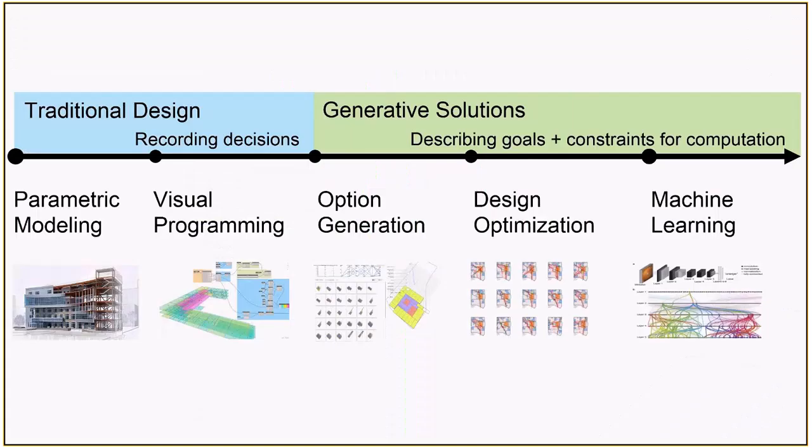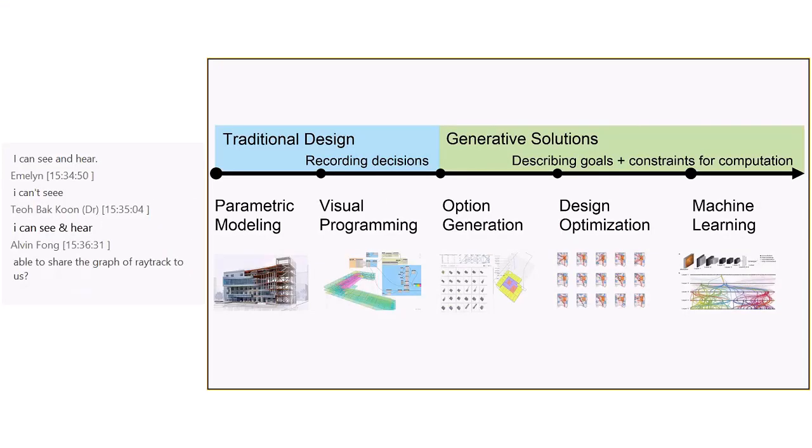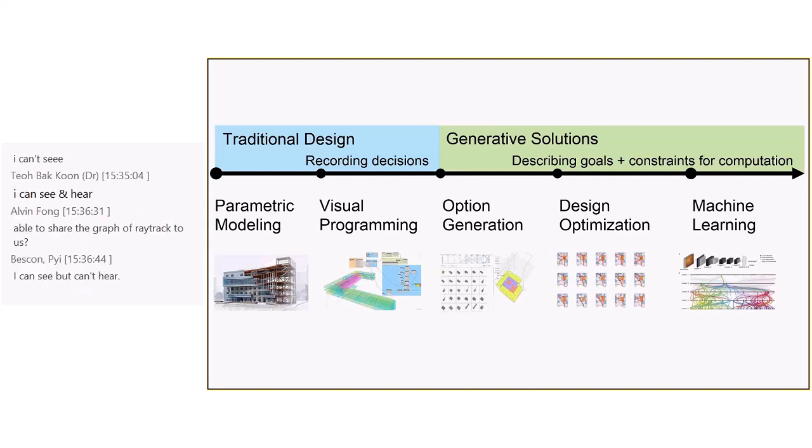From parametric modeling, which we did about 20 years ago when we introduced the Revit application, we have moved into visual programming way back in 2014. So for us in Autodesk, our vision is to provide tools for architects and engineers to help them with option generation and design optimization tools. Moving forward into the future, we are looking into machine learning as well. It's not to replace architects and engineers, but just to make them more efficient when they're making decisions in their designs.